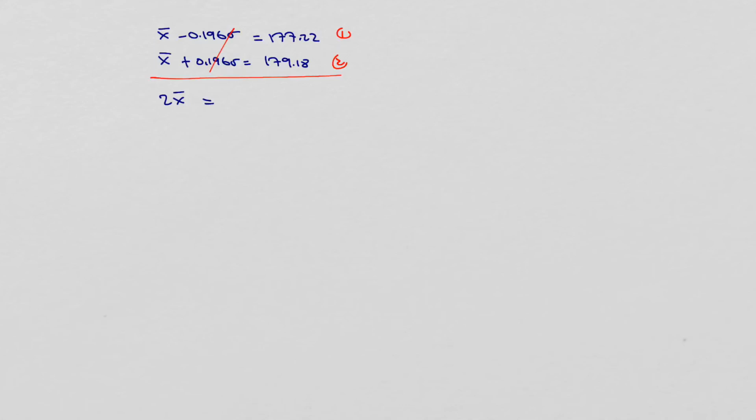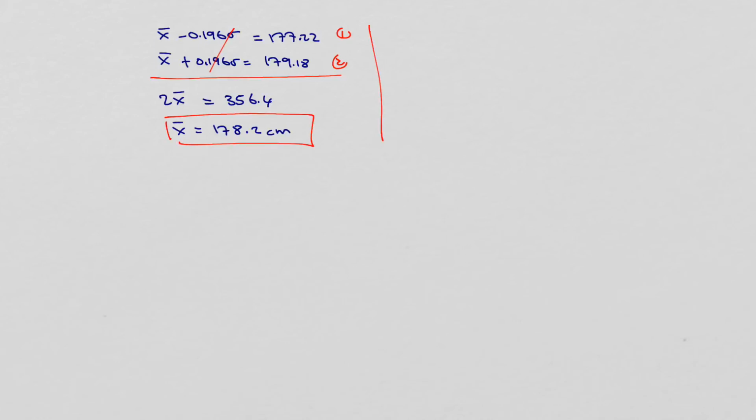So we have the sample mean minus 0.196 sigma is equal to 177.22, while the sample mean plus 0.196 sigma is equal to 179.18. So equation 1, equation 2, and of course our margin of error is going to cancel there. So by adding those two together and halving that, we end up with our sample mean.